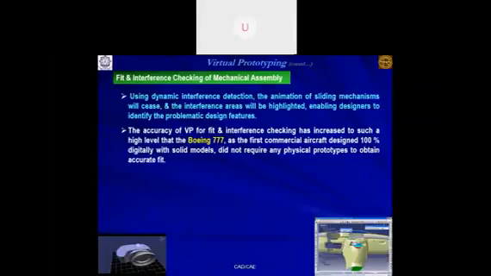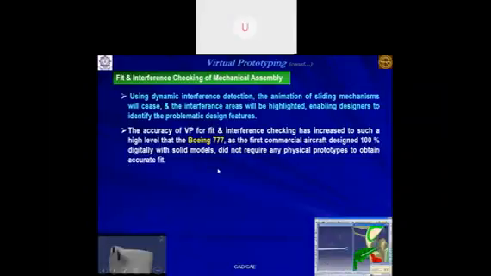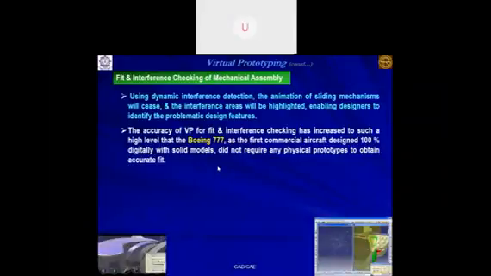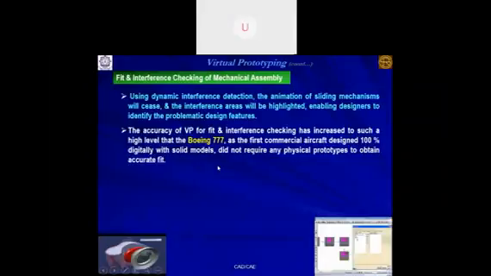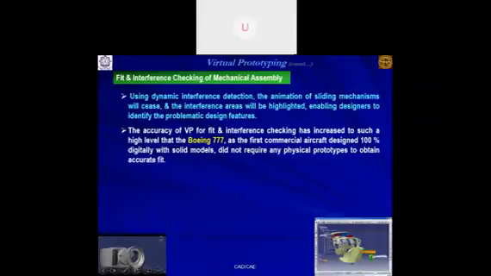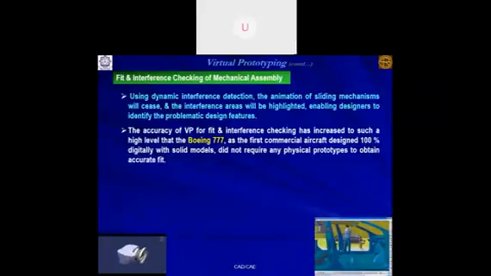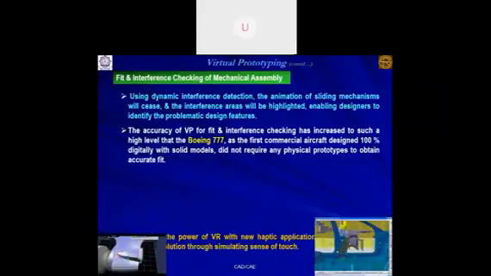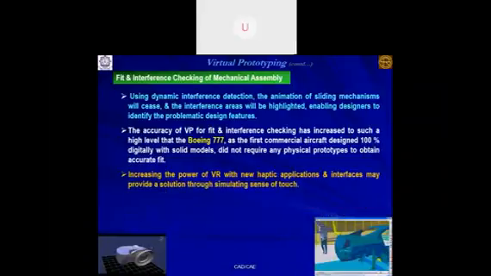So from this case study, it is clear that the performance and effectiveness of CAD CAM-C tools has increased to such a level that you can do many things over the digital model, and that is basically known as virtual prototyping. Increasing the power of virtual reality and virtual prototyping with new haptic applications and interfaces may provide a solution through simulating the sense of touch.